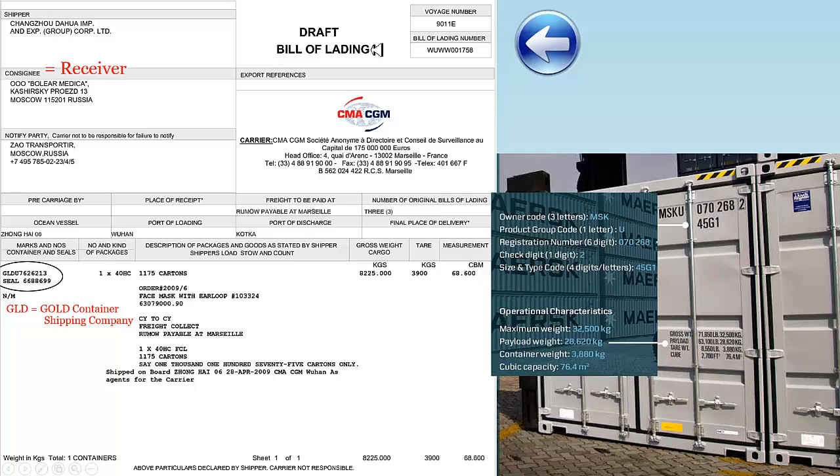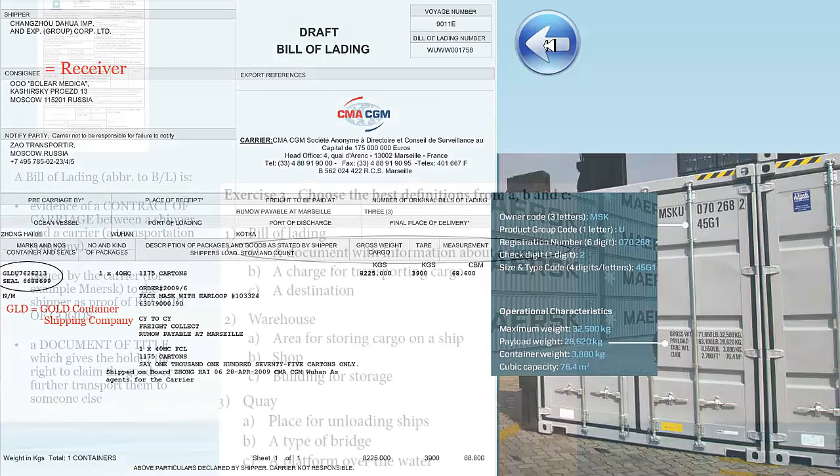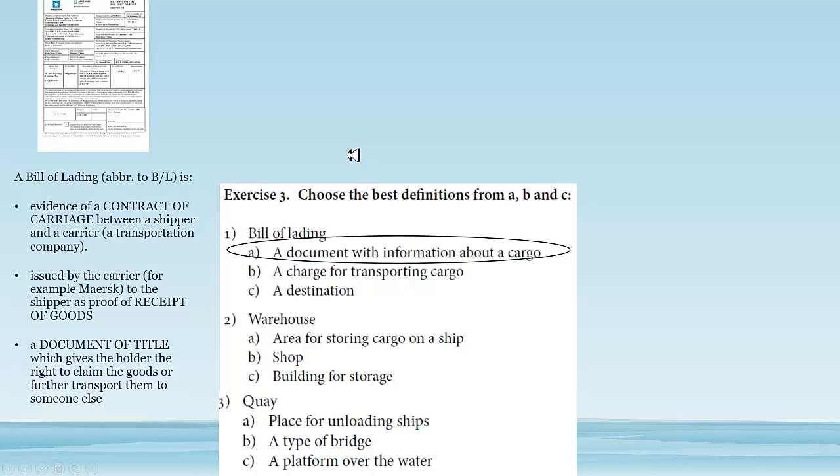Okay, great. Well, that was a bill of lading. Let's look at number 2, warehouse. What is a warehouse? Area for storing cargo on a ship? No. That's what we call a hold. A shop? No. Well, in America we have warehouse, but it's spelled different. Building for storage? Yes, that's what it was. C, a building for storage.